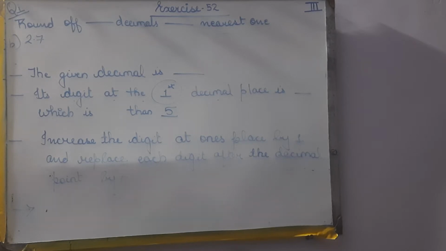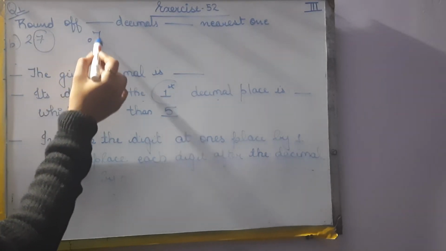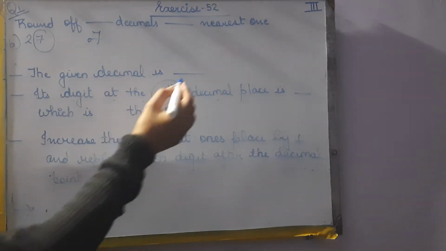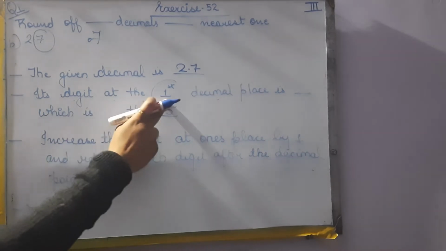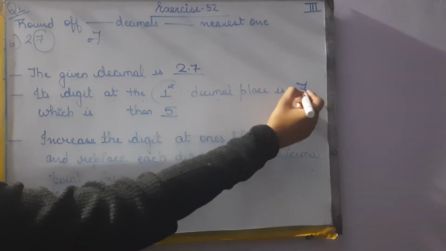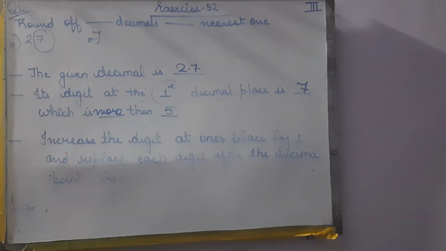Okay. First one I have done. Now the second one is given, 2.7. Now what do we have to see? The number after the decimal is 0.7. Now the given number is 2.7. Its digit at the first decimal place is 7, which is greater than 5.